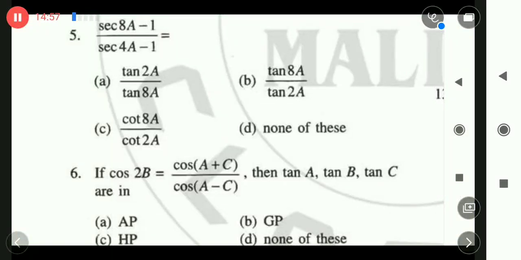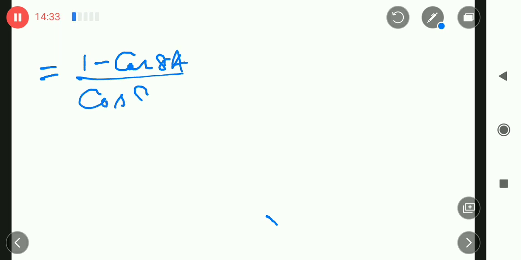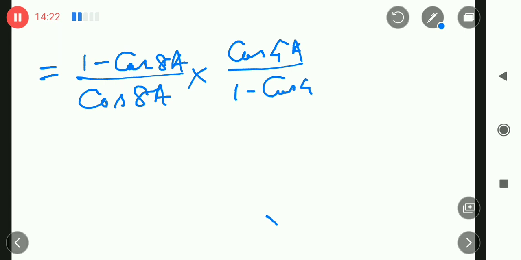So students, we were solving this question number 5, no? So we have solved that. We have got that it is equal to (1 minus cos 8a) by cos 8a, into cos 4a by (1 minus cos 4a). Okay.